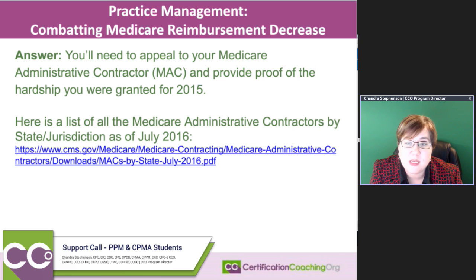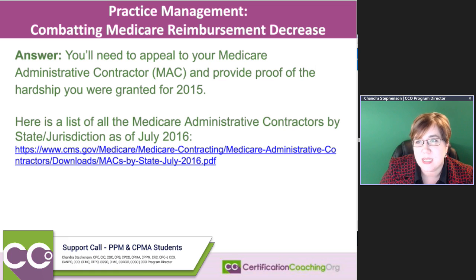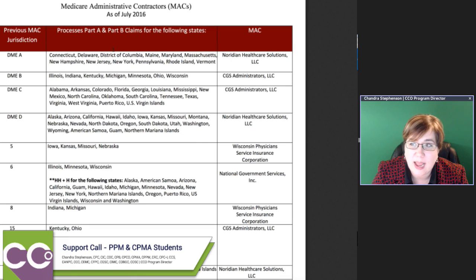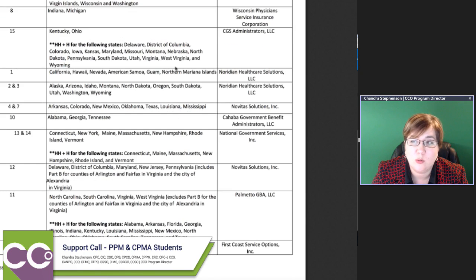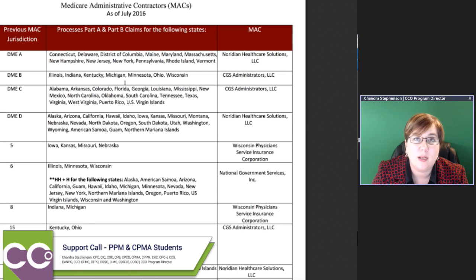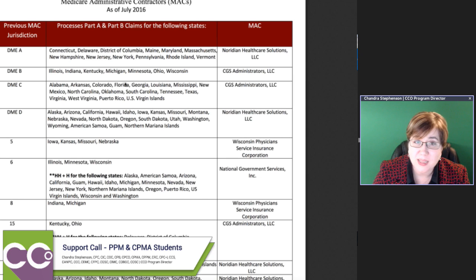So I've given you a list here of all of the Medicare administrative contractors by state or jurisdiction. This is last updated July of 2016. It's the most current one I could find on the CMS website. And it's not difficult to find the addresses for these. I mean, you can just go out and Google Meridian or CGS or whatever it may be to get the address that you need to reach out to or the phone number that you can call. And this shows you which states are included in each jurisdiction, so you can figure out based on your state which one you're looking for. But that's really what needs to be done.